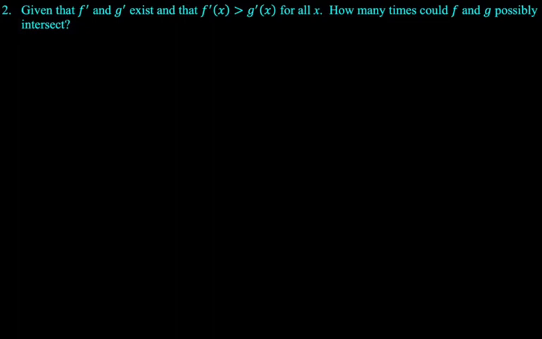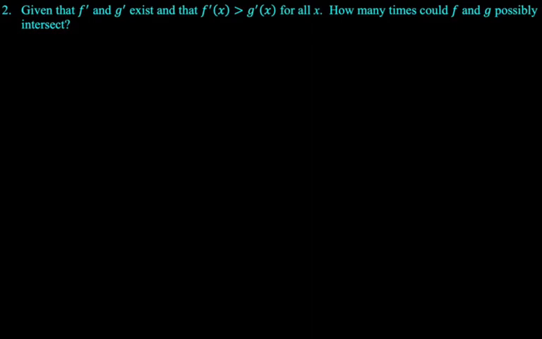All right, next up. Given that f prime and g prime exist, and that f prime is greater than g prime for all x, how many times could f and g possibly intersect? I think about this, and to me it immediately sticks out that the answer is they might never intersect if f is just bigger than g. If f starts bigger than g and then increases faster or decreases less quickly, it will always stay above g. So it's possible they never intersect. But what if f starts out below g? If f starts below g, then they're definitely going to intersect.